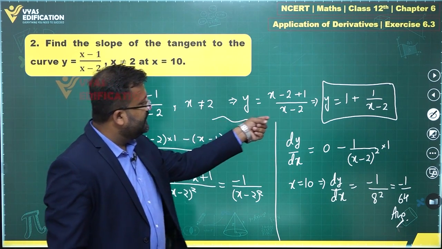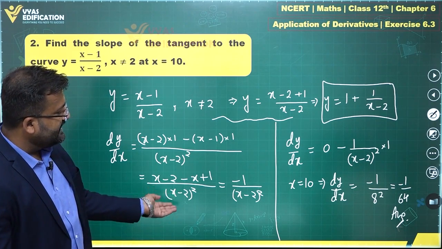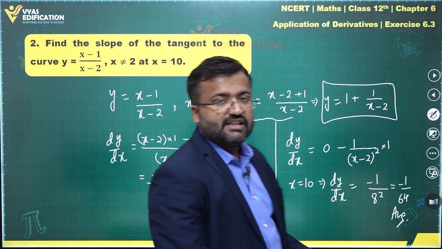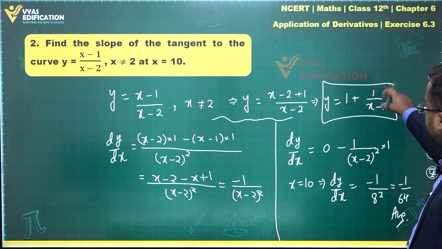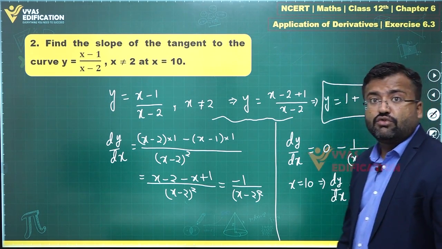But once you're aware of this, you can find the derivative very easily. You can reach this stage very easily. Instead of applying the quotient rule, you have to apply this 1 upon x rule only. And that's the final solution. That's the answer of this question over here.